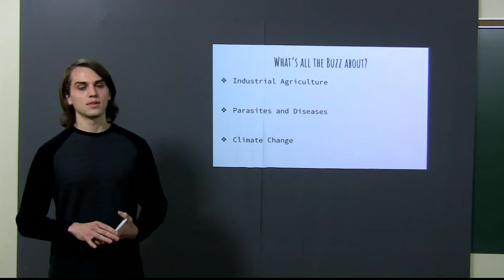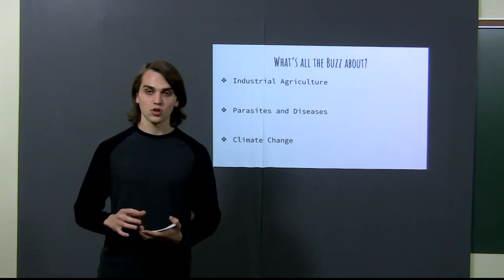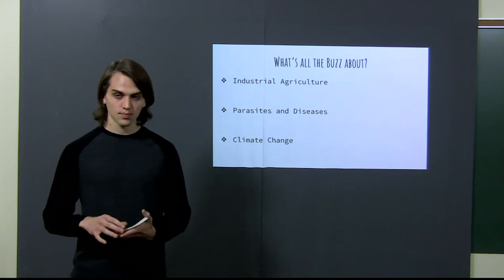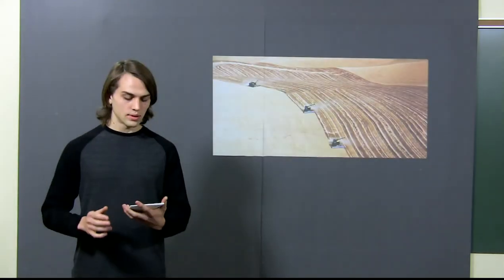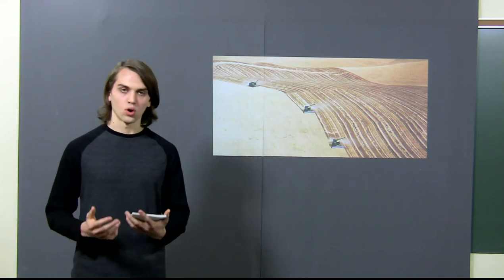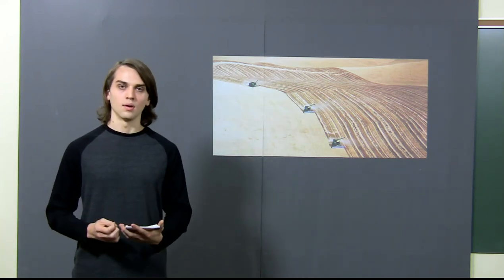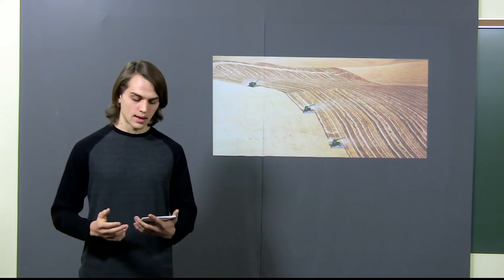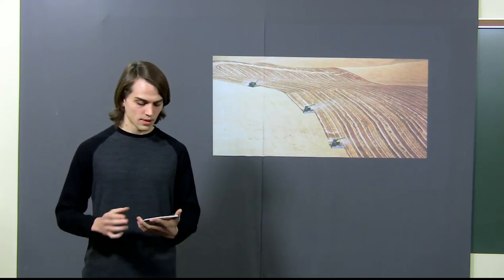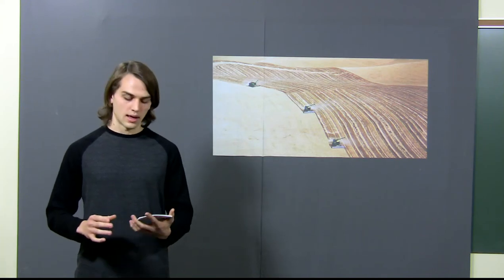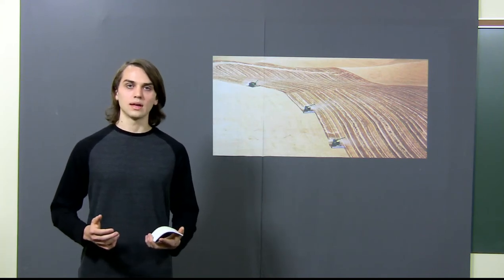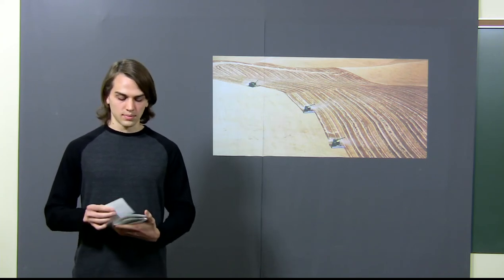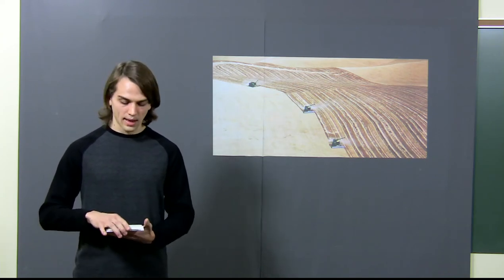So the three main problems that honeybees are facing are industrial agriculture, parasites and diseases, and climate change. So industrial agriculture is mass-scale farming. It's very efficient, high yields, minimal labor, use of pesticides, and monoculture crops. And since agriculture occupies about 35% of the ice-free land on the earth, it has destroyed many bee habitats.